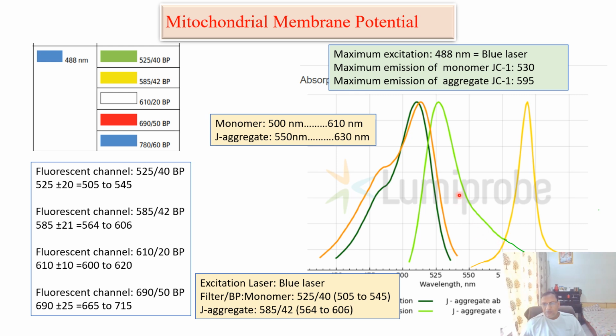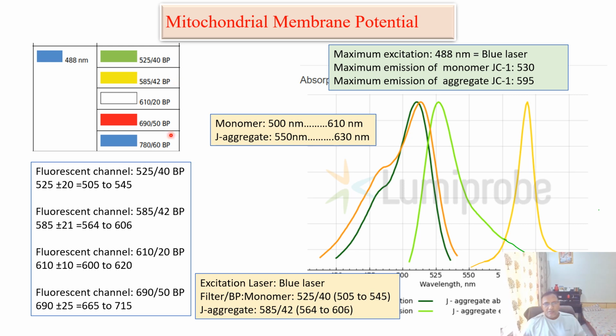So again, this emission wavelength overlaps, meaning it will be detected, and the peak for the monomer is 530. If the peak is 530, automatically we will select this filter. It is around 525 plus minus 20. And for aggregate, it is around 585 to 600. So we will detect this aggregate in the second filter, the PE filter, or this 585 filter.